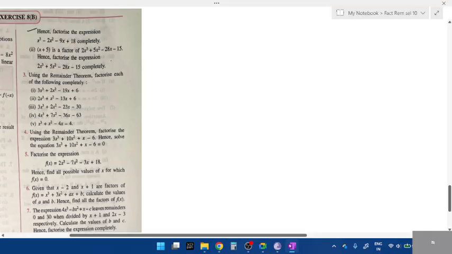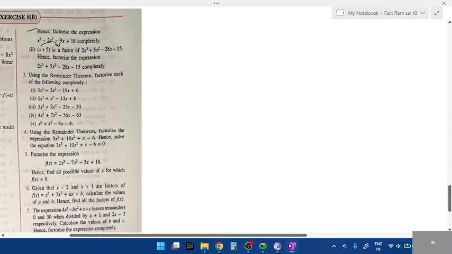Same thing, I'm going to skip the second one. Just ignore, it's the same thing. This time what they have told, x plus 5 is what? If they tell factor, what will be the remainder? The remainder is definitely 0. So you can just show that 0 and you can do the long division method. Okay, look at the third one.